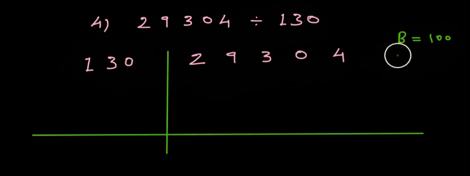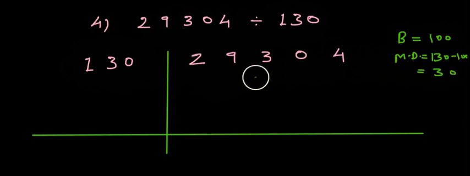Now let us find the modified divisor. How do we find the modified divisor? First of all, we find the deviation for the given divisor 130. And how do we find deviation? We subtract the nearest base from the given number. 130 minus 100 is equal to 30. 30 is the deviation for the given divisor 130.